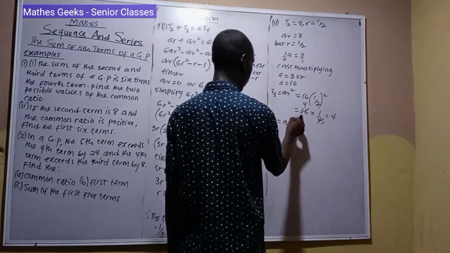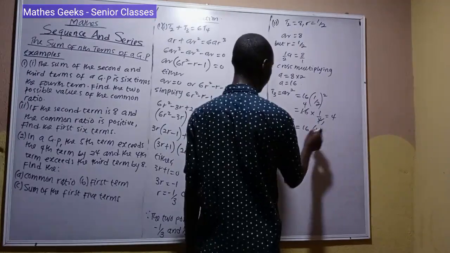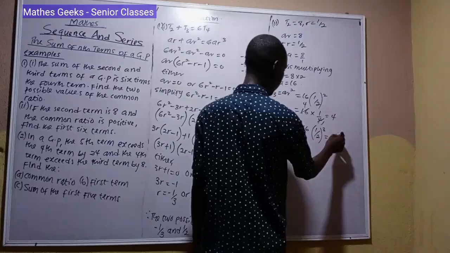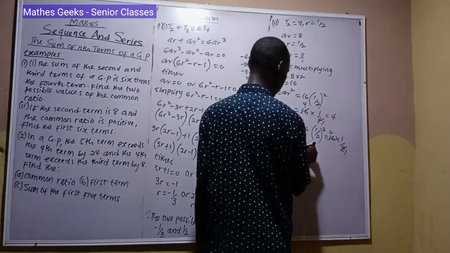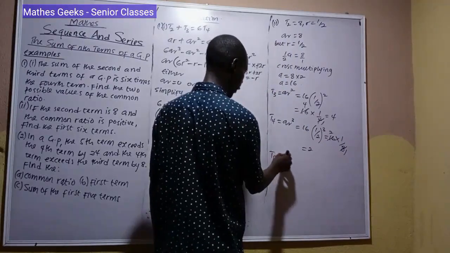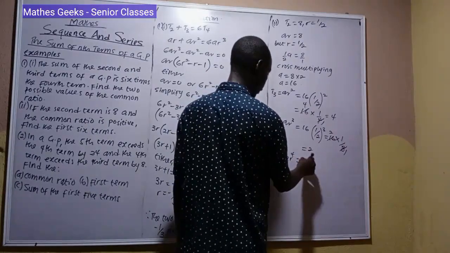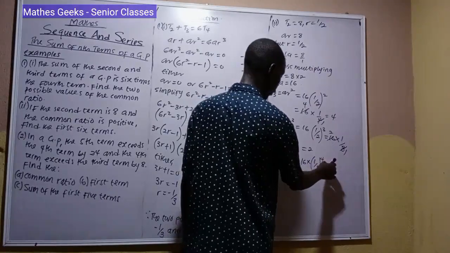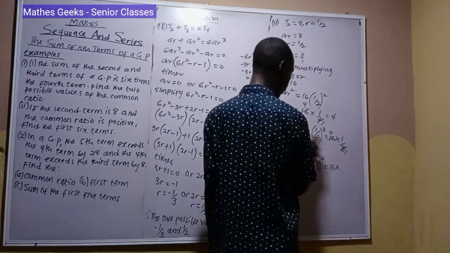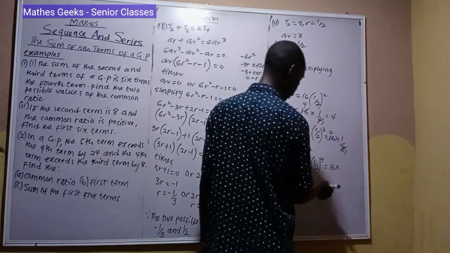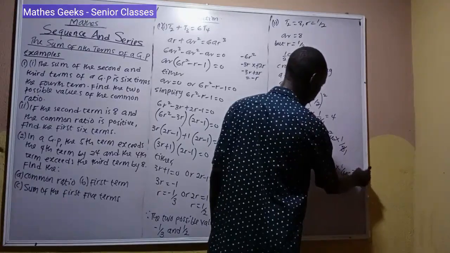C4 is equal to A r raised to power 3. That's equal to 16 times 1 over 2 raised to power 3. That's 16 times 1 over 8, since 2 raised to power 3 is 8. 8 here 1, 8 here 2. So C4 is 2. C5 is equal to A r raised to power 4, 16 times 1 over 2 raised to power 4. 2 raised to power 4 is 2 times 2, 4, 4 times 4, that is 16. 1 over 16, 16 here 1, 16 here 1. So the answer is 1.